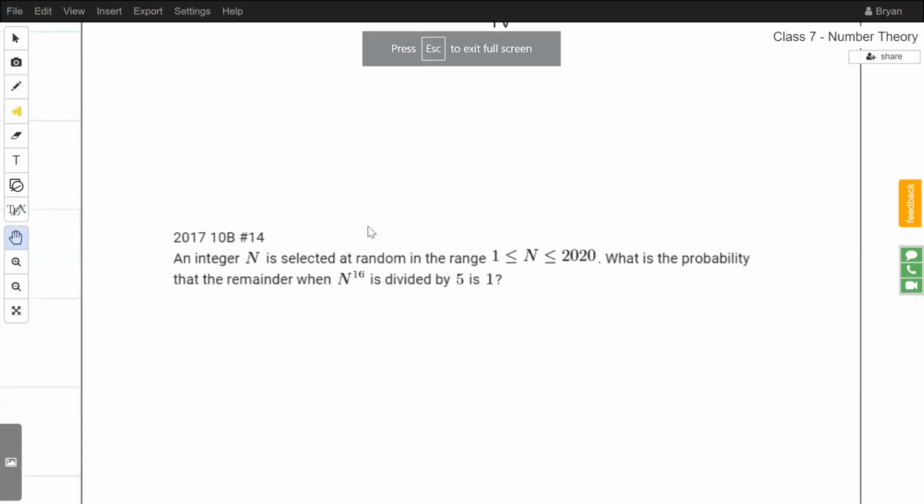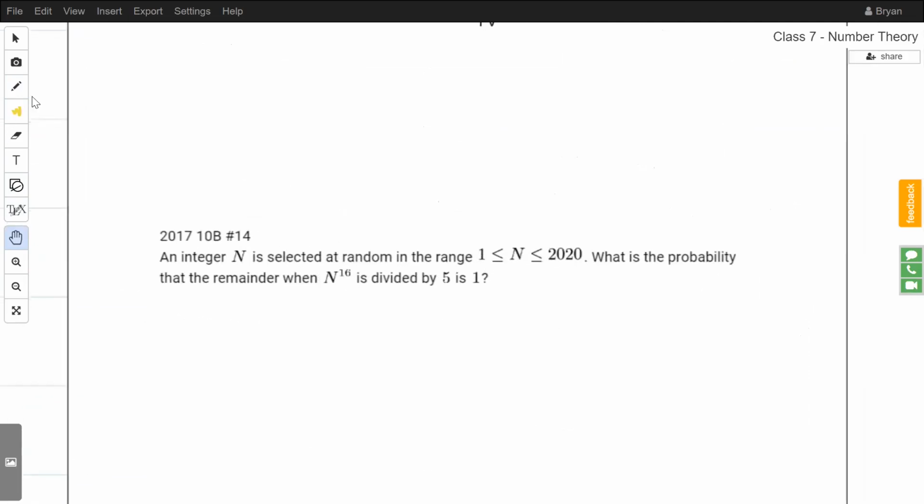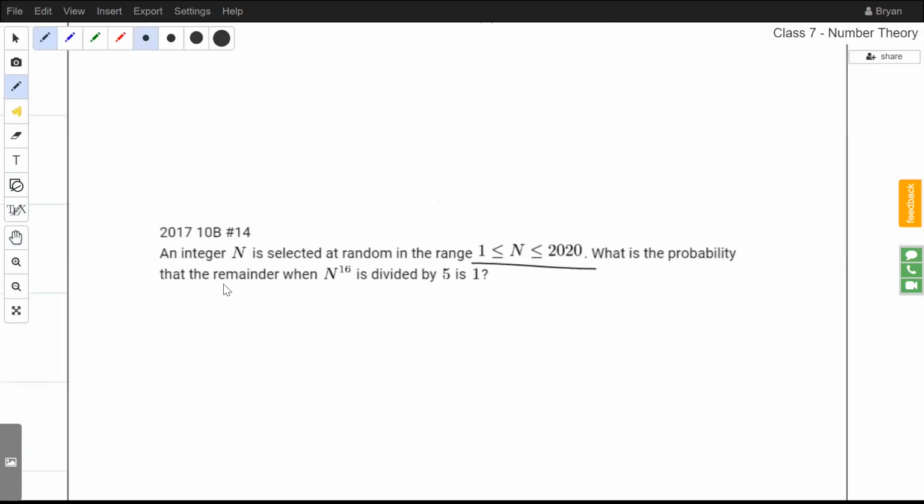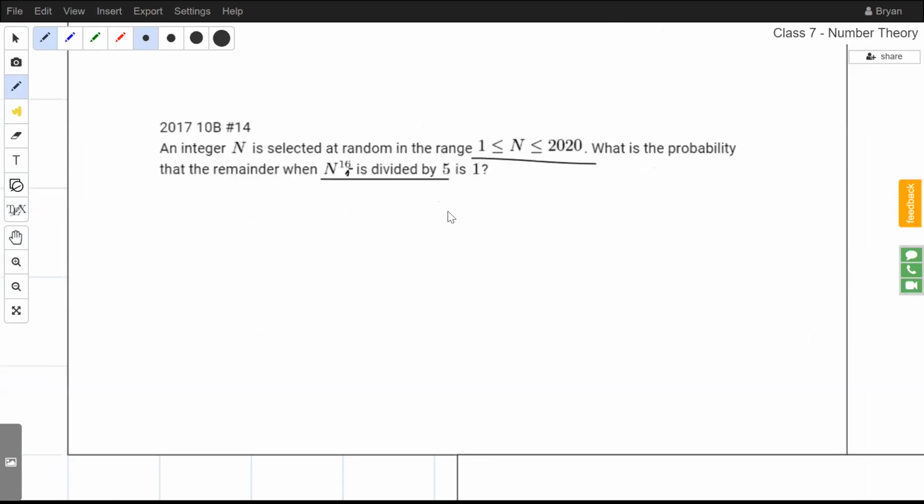An integer n is selected at random in the range given. So we want the probability that the remainder, when divided by 5, is 1. And again, if you notice this is a rather large exponent, we can simply do casework on what n mod 5 is, and then find out what that means for n to larger powers.